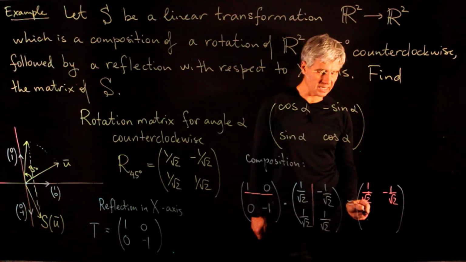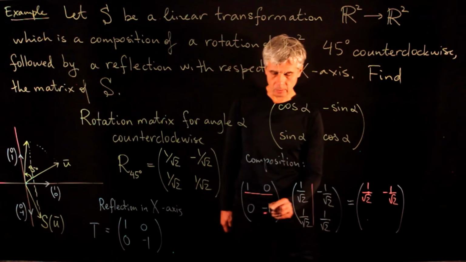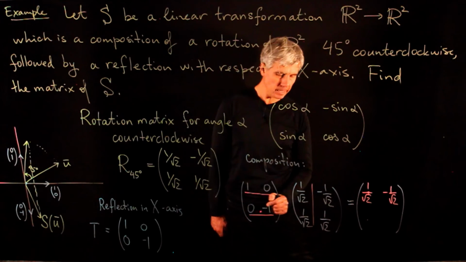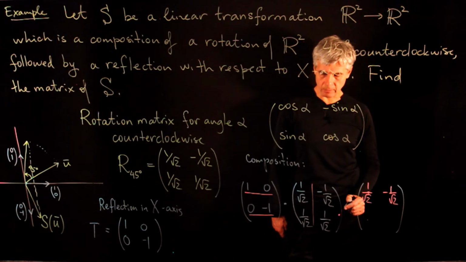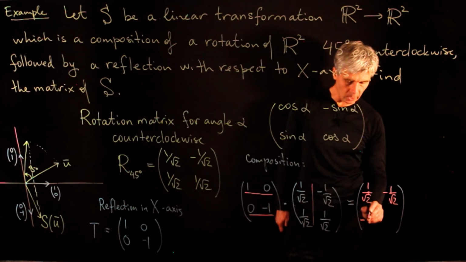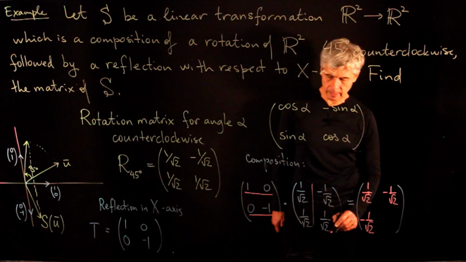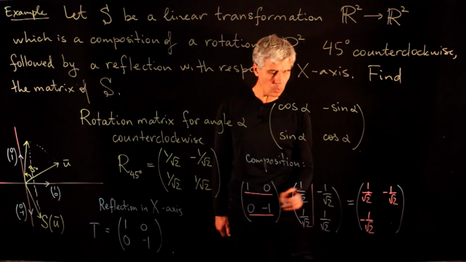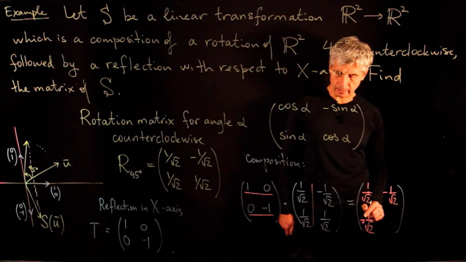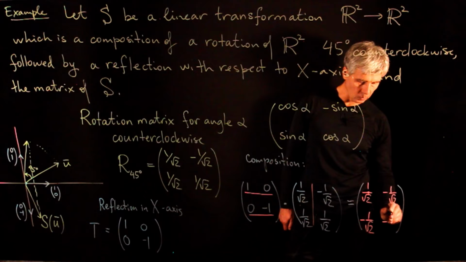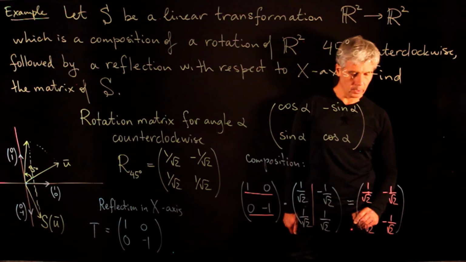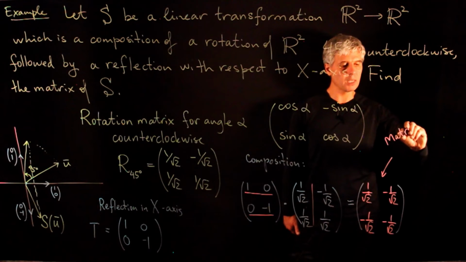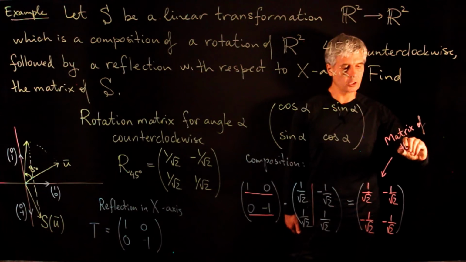Then the entry in the second row and first column is the dot product of the second row of the left matrix with the first column of the right matrix. So this is going to be minus 1 over square root of 2. And finally, the entry here is the dot product of the second row with the second column. And what we get is minus 1 over square root of 2. So this is what we get here is the matrix that we seek. So this is matrix of this composition.